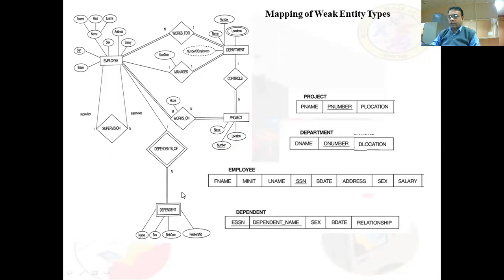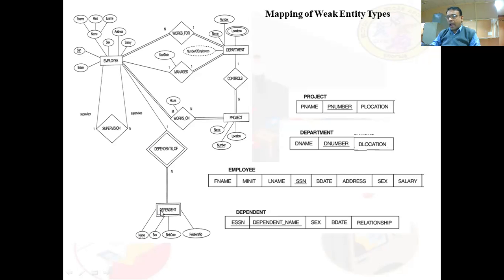We have to identify the weak entity. Which is the weak entity? A weak entity is shown with a double rectangle shape. Dependent is the weak entity, employee is the owner entity for dependent, and dependent of is the identifying relationship. We have identified the weak entity dependent.